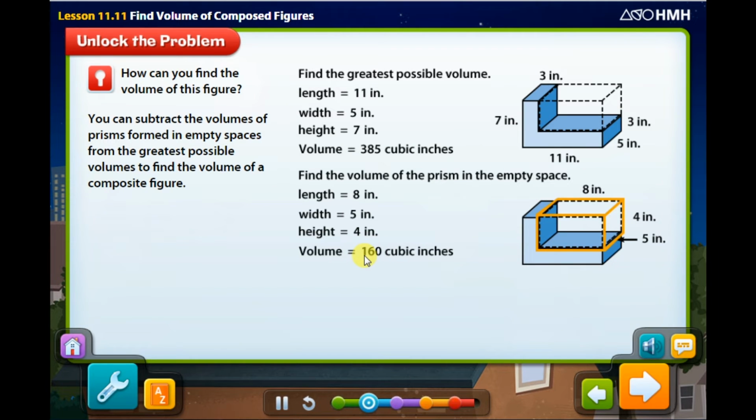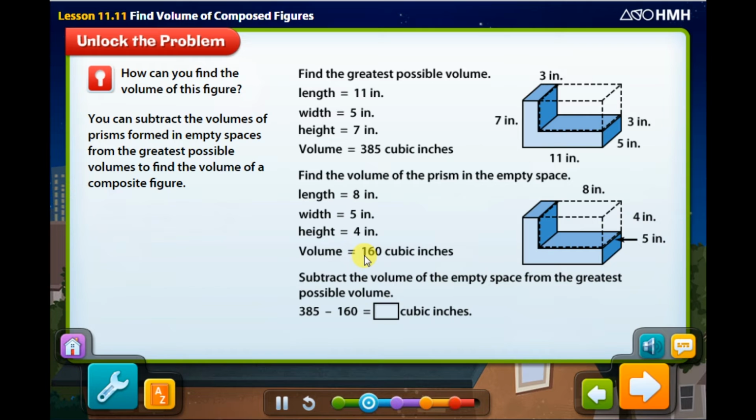It's 160 cubic inches. Finally, subtract the volume of the empty space from the greatest possible volume to find the volume of the composite shape. So, 385 minus 160 will give me 225. 385 minus 160 equals 225 cubic inches. So the volume of the composite figure is 225 cubic inches. Let's see another example.